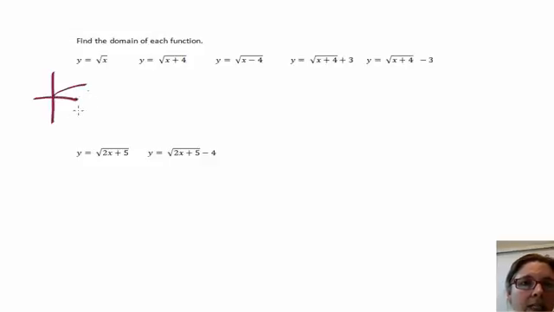Remember, it just went like this. Okay, so that's going to be x is greater than or equal to 0. So anything that looks like this, or it might have a 2 in front or something like that, that's not going to change the domain.